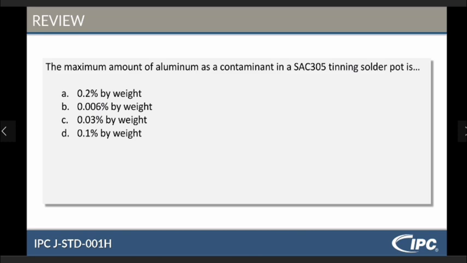The maximum amount of aluminum as a contaminant in an SAC 305 tinning solder pot is, now this is when you would refer to table 3.31. Go down under contaminants and look for aluminum. That's about 5 lines down. At the top you have preconditioning maximum contaminant weight, assembly maximum contaminant weight, and the percentage limit for SAC 305 lead-free alloys. So you're working in an SAC 305 tinning solder pot, lead-free, so you look in that column under aluminum, and the answer is 0.006%. That's a very, very small amount.